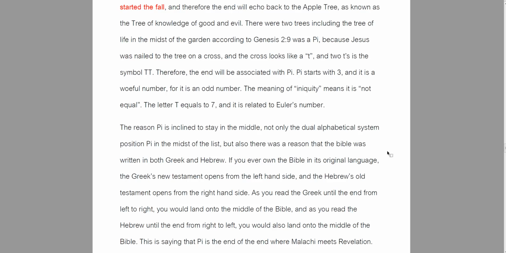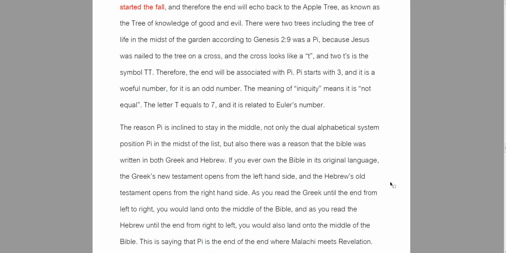Also, pi is kind of inclined to stay in the middle. You can see it in a dual alphabetical system: you position pi in the middle of the list. But with the Bible, it's also the same. It was written in both Greek and Hebrew.